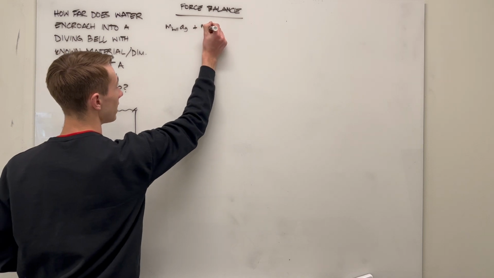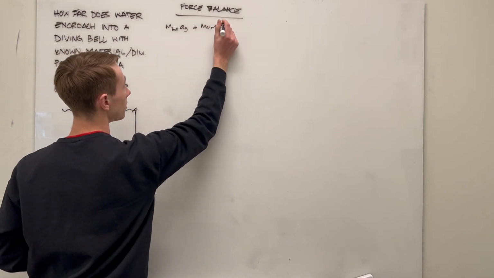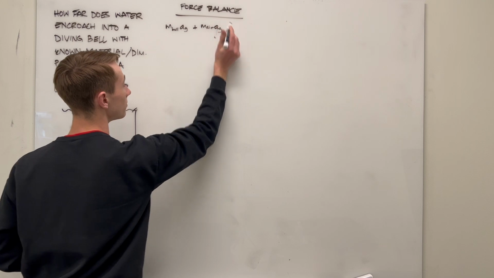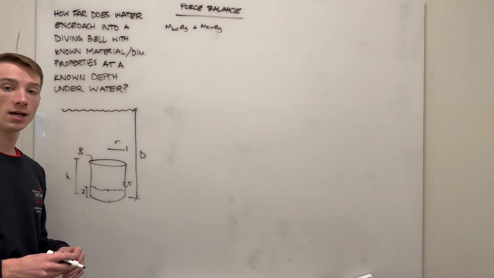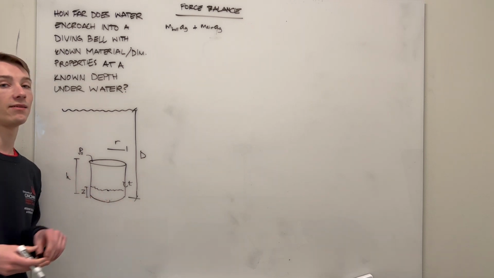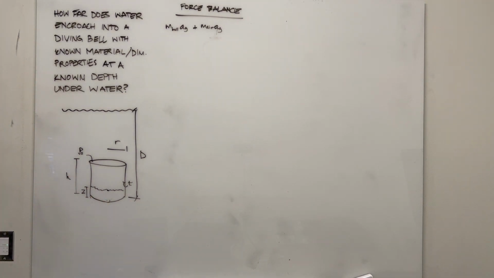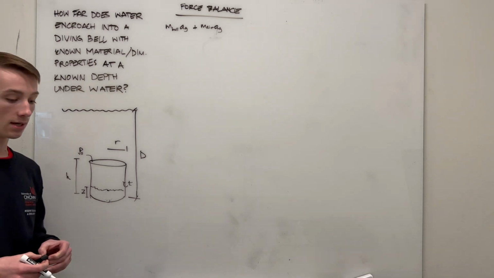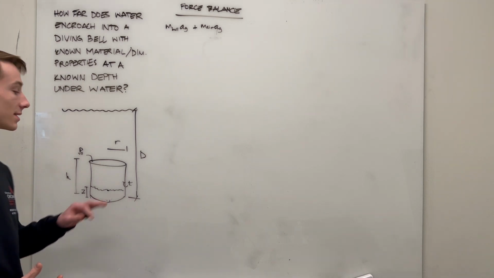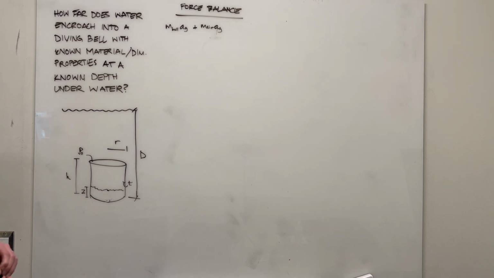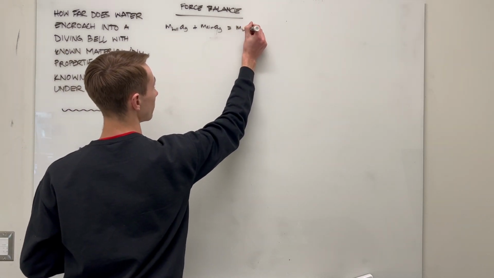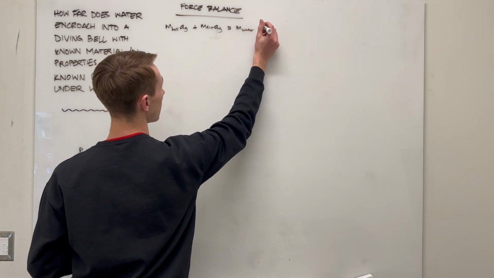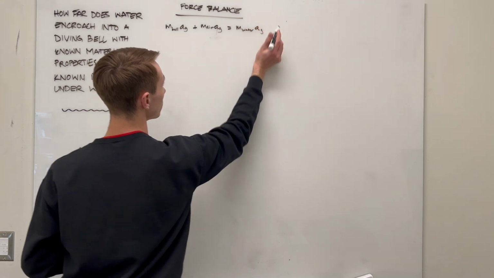Additionally, we have the mass of the air times the acceleration due to gravity. Okay, and that's going to be equal and opposite to the forces trying to push up on this diving bell and lift it back up to the surface, which is the buoyant force. Remember, the buoyant force is equal to the weight of the water that's displaced by this diving bell. Okay, so that's equal and opposite to the mass of the water times acceleration due to gravity.